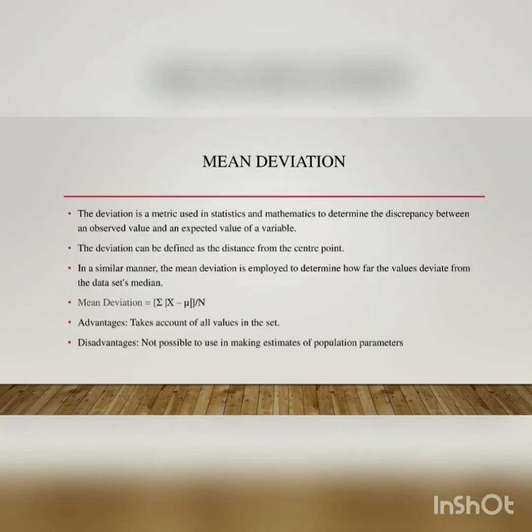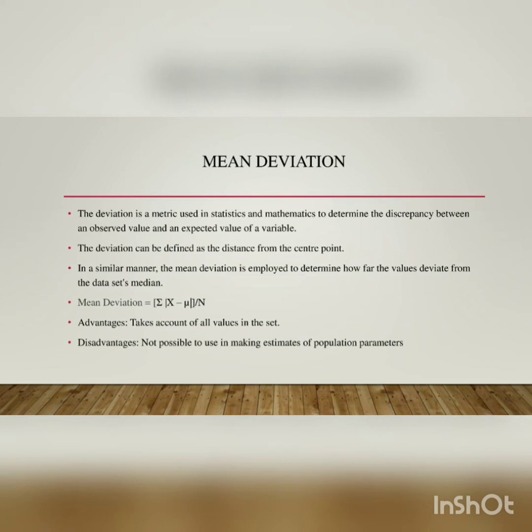Now we are going to discuss mean deviation. The deviation is a metric used in statistics and mathematics to determine the discrepancy between an observed value and an expected value of a variable. The deviation can be defined as the distance from the central point. In a similar manner, the mean deviation is employed to determine how far the values deviate from the data set's median.